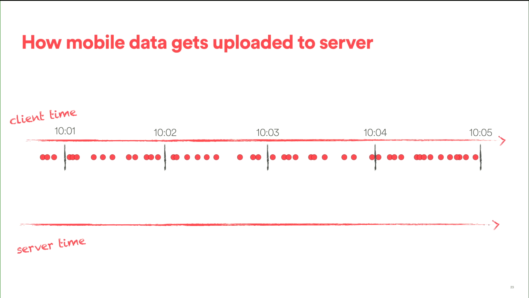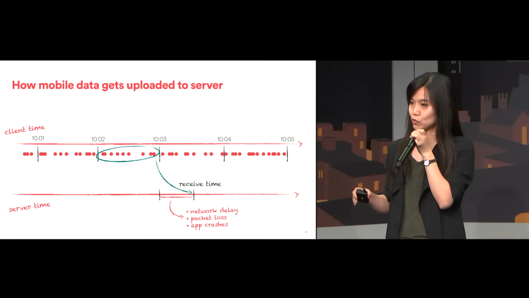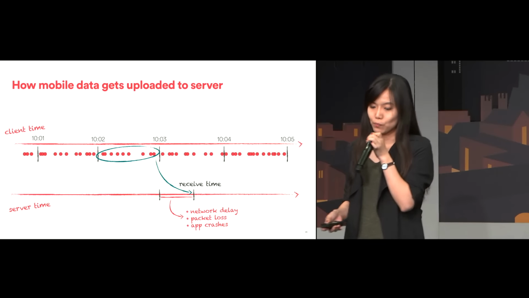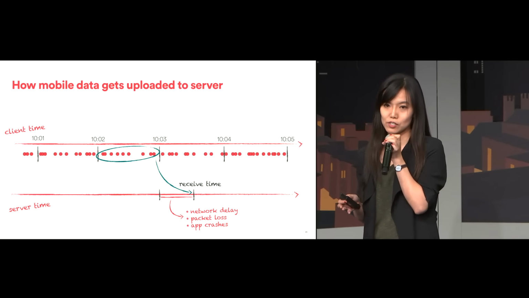Let's say that each minute, you want to package them and upload them to the server. It's a network call, so it takes a little bit of time for the server to receive them. The difference between the upload time and the receive time could be caused by network delay, packet loss, or even worse, the app crashing before the upload happens. In that case, you have to wait until the next time the user brings the app back, and then try again.